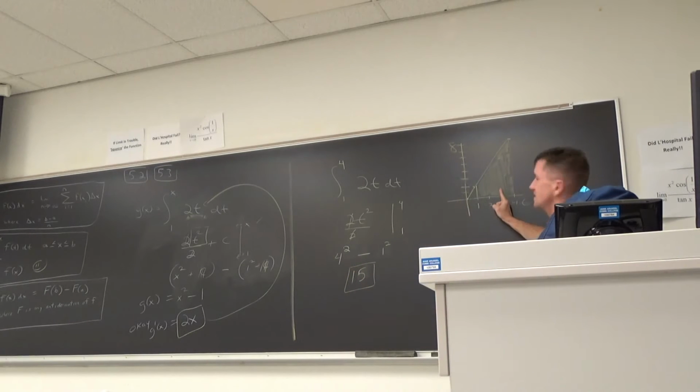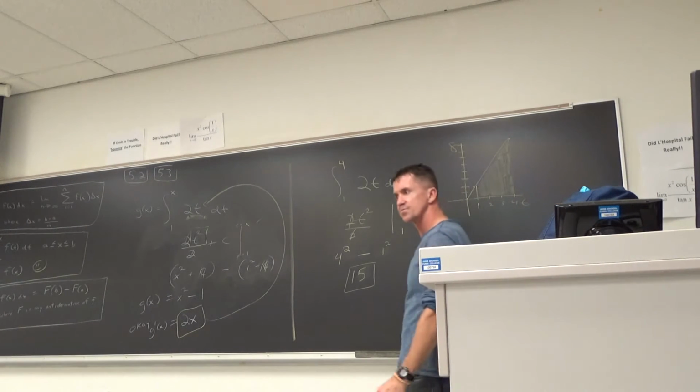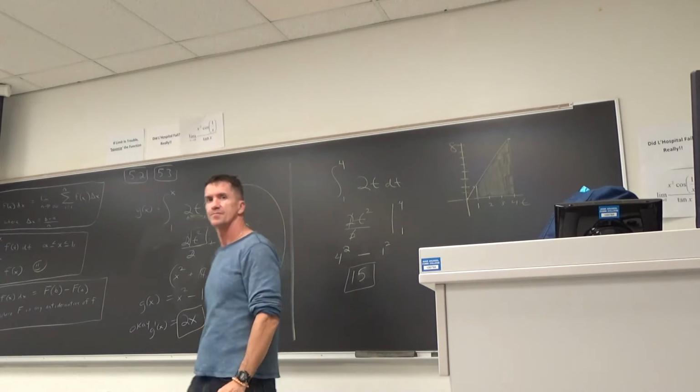So what's the area of that region right there? So base is 3. 8 times 3 is 24, divided by 2. Good. So that's 12, right?